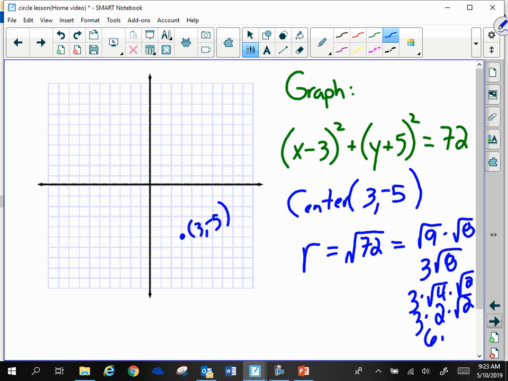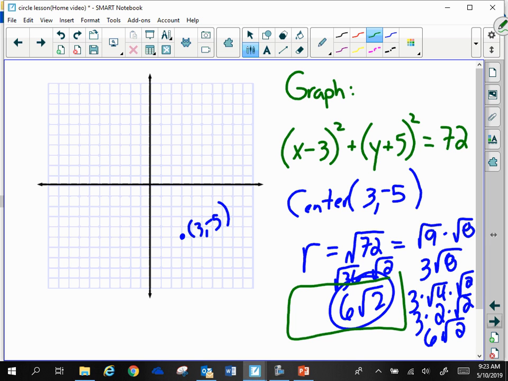This is a lot of work, when you could have said this was the square root of 36 times the square root of 2, which is 6 square root of 2. But still, if I was to graph 6 square root of 2, how many of you are going to know how much 6 square root of 2 is off the top of your head? Right, but this is what I want written down for your radius length.